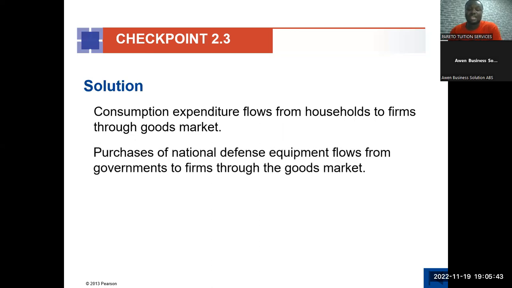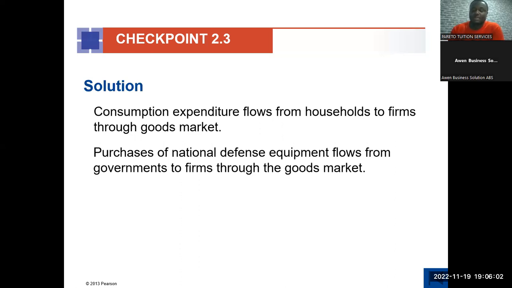Then the purchases of national defense equipment. These are purchased by the government, and it goes to the firms. So it moves from the government to the firms, and this is done in the goods market. The government will go to the goods market and buy goods and services produced by the firms.